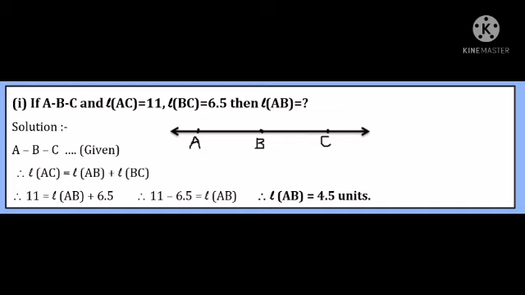So, length of AC is equal to length of AB plus length of BC. Therefore, 11 is equal to length of AB plus 6.5. Therefore, 11 minus 6.5 is equal to length of AB. So, when you subtract, we will get 4.5. Therefore, length of AB is equal to 4.5 units is the answer.